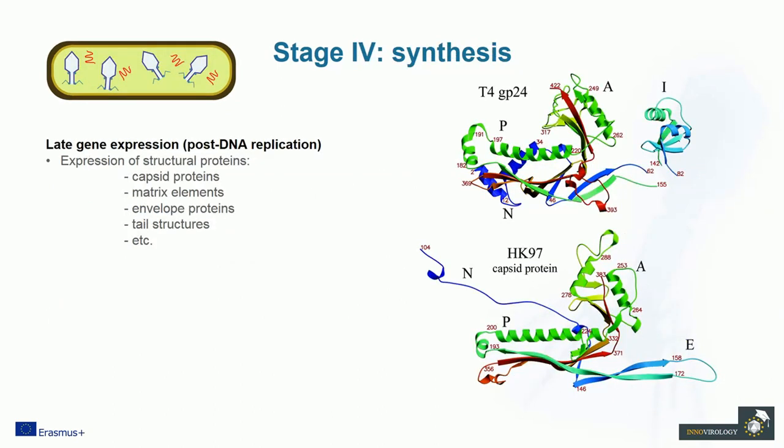When multiple copies of the phage genome are present, the late genes are expressed, synthesizing structural proteins required to assemble new phage particles. Capsid proteins, matrix elements, envelope proteins, and tail structures are some examples of these late proteins.